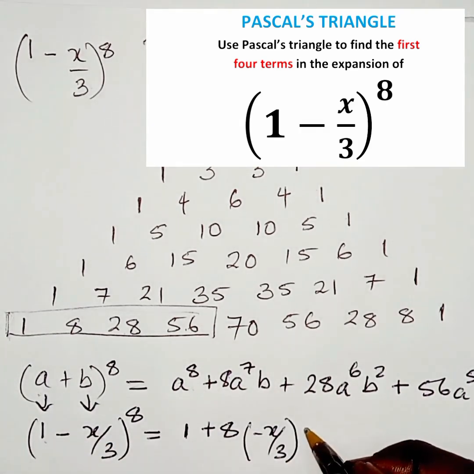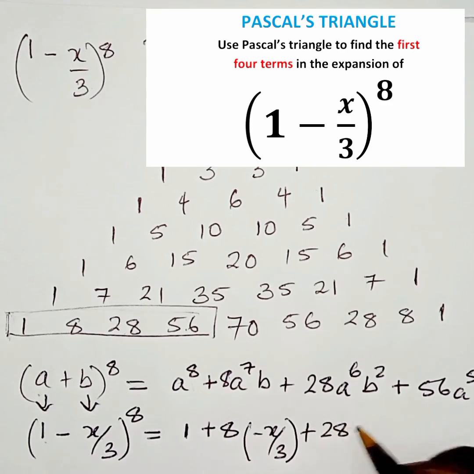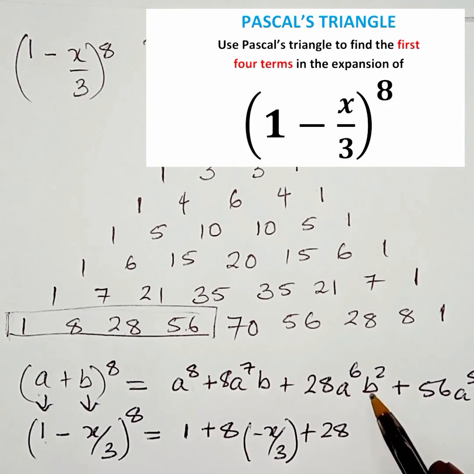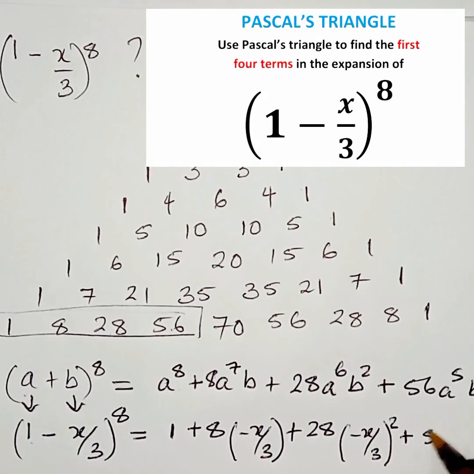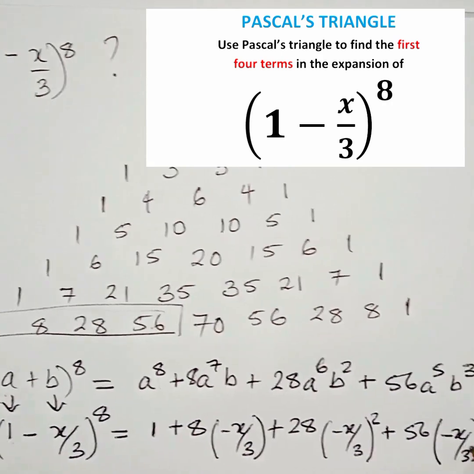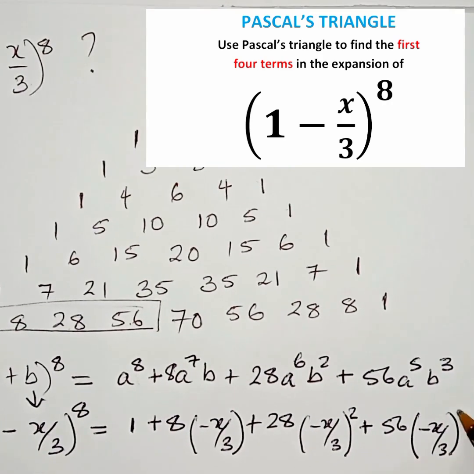And then we add that to 28 times a to the power of 6, where a is 1, so we just get a 1, and b squared, that will be (minus x over 3) squared. We add that to 56 times 1 to the power of 5, which is 1, and b is minus x over 3, to the power of 3.